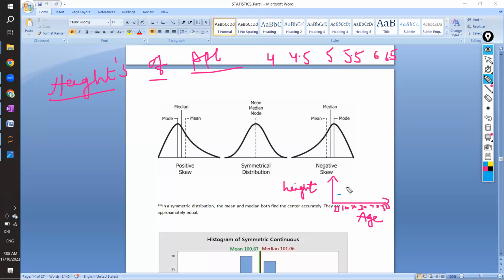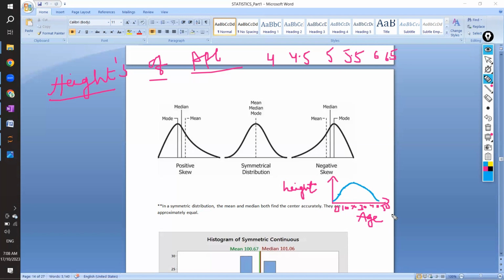From 10 to 20, the height might be a little more. From 20 to 30, it might be peak height, just as an example. After 30, no growth. For 30 to 40 people, slowly, I'm not saying the height will decrease, but there might be a slight bend, and for old age people, the height might be a little less. Now if you try to join these, you will see a bell curve.